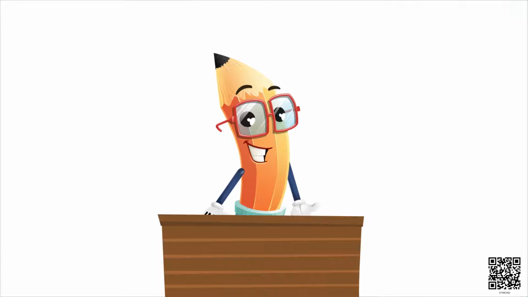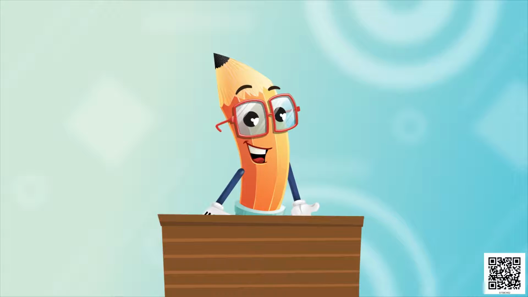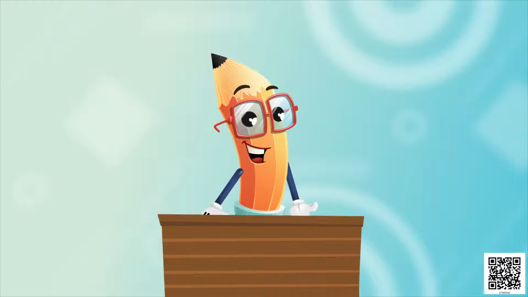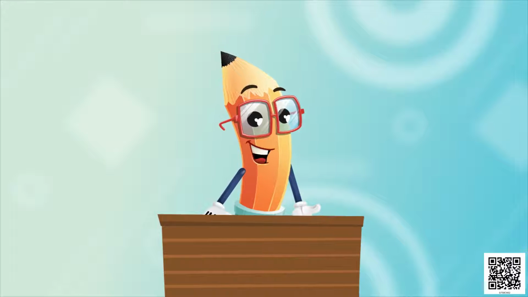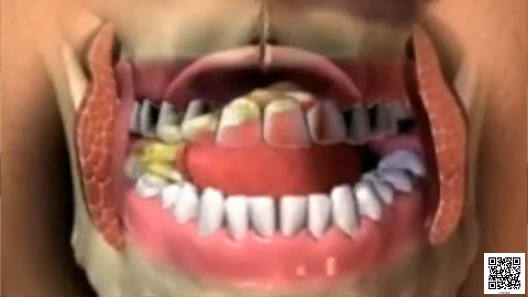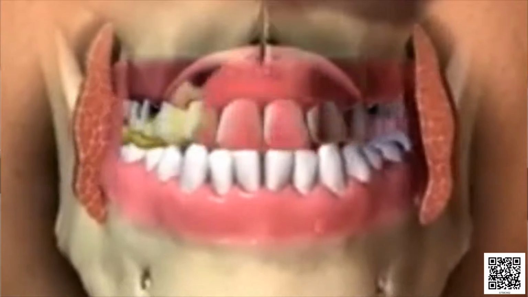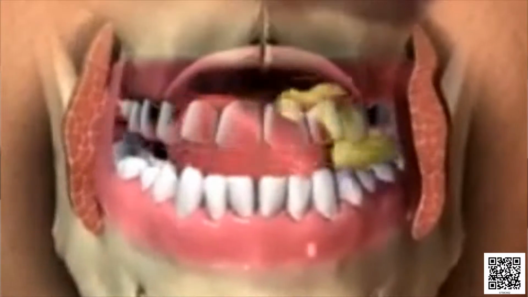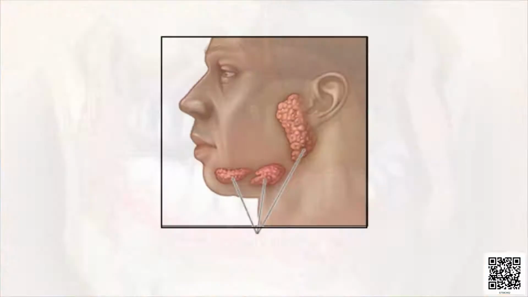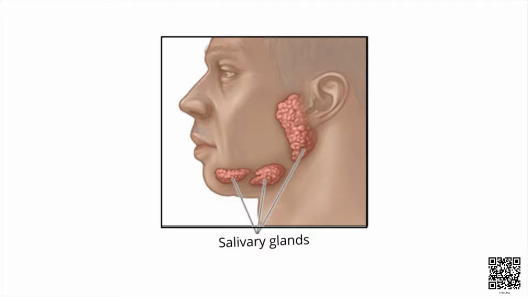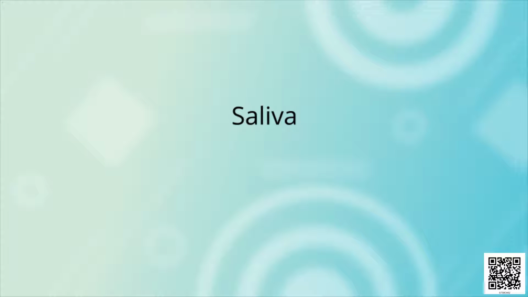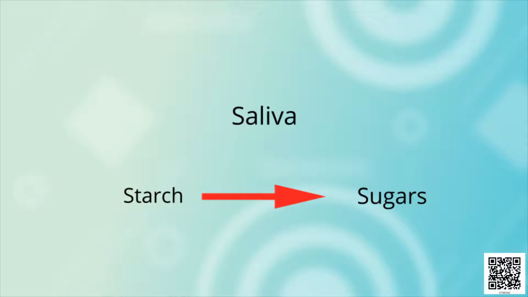Students, you should also know that to keep our teeth healthy, we should brush twice a day. We chew the food with the help of teeth and break it down mechanically into small pieces. Our mouth has salivary glands which secrete saliva. The saliva breaks down starch into sugars and softens the food.